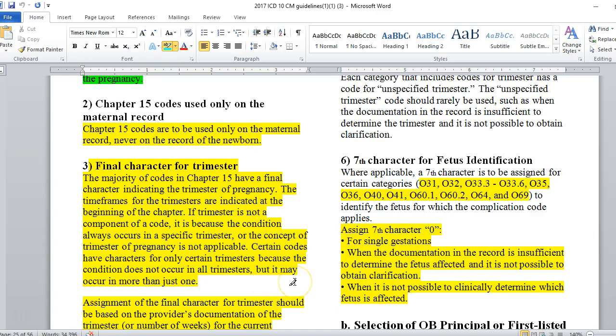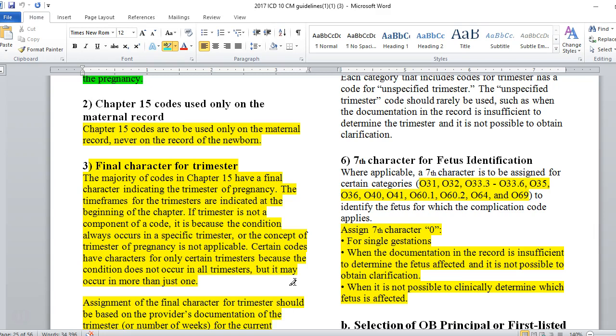Now, Chapter 15 codes are to be used only on the maternal record, never on the record of the newborn. Newborns get their own codes, and that's why we're doing chapters 15, 16, and 17, because we're also going to go into the perinatal conditions. What do we code when a baby is born? Now, the majority of codes in Chapter 15 have a final character indicating the trimester of pregnancy.